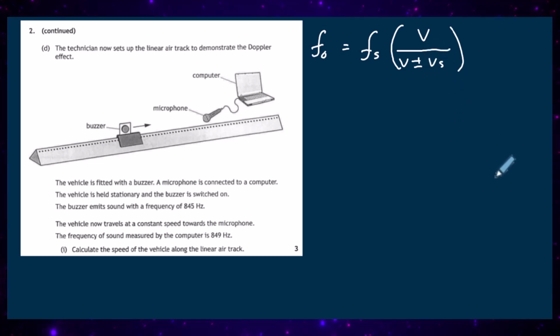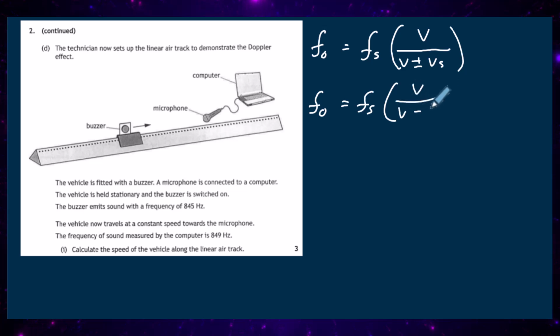And the rule of thumb is quite simple. If the object which is creating the sound is approaching you, you think of the distance getting less, therefore you're going to use the minus sign. So therefore our equation we're looking for is f0 equals fs, the frequency of the source, times v divided by v minus vs. And that's our working equation.